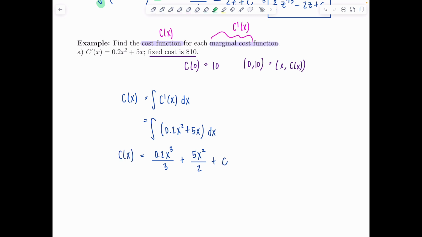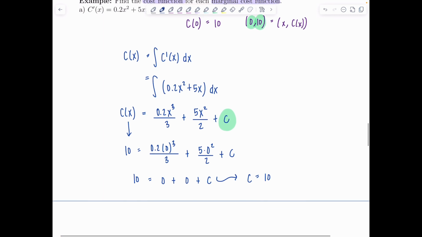Now, my job is to find this c. So how do I do it? I do it by plugging in 0 for x and replacing c of x with 10. So c of x is 10. That equals 0.2 times 0 cubed over 3. I mean, these are all just going to be 0, but I'm being so thorough right now. Good? Okay. So that means 10 equals 0 plus c. So c is 10.